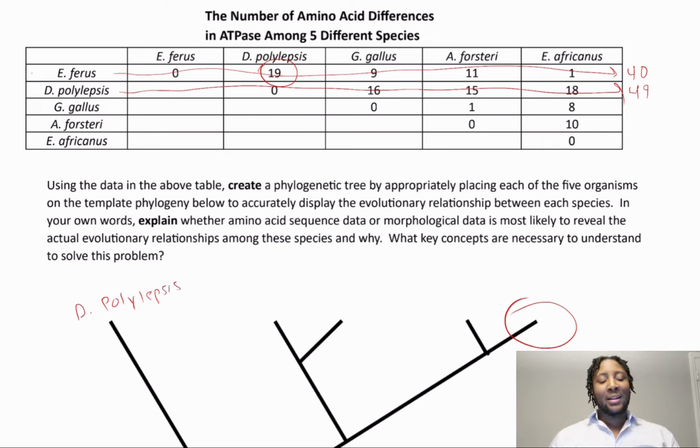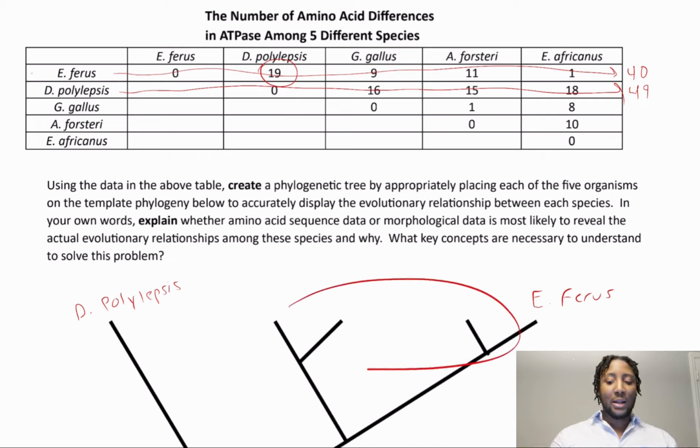D. polylepsis and E. ferris is going to be on the other side. D. polylepsis won the outer group prize, and we can just put E. ferris here. So now that we have our two guys on the outers, now we're going to solve for the inners. So how will we do this?